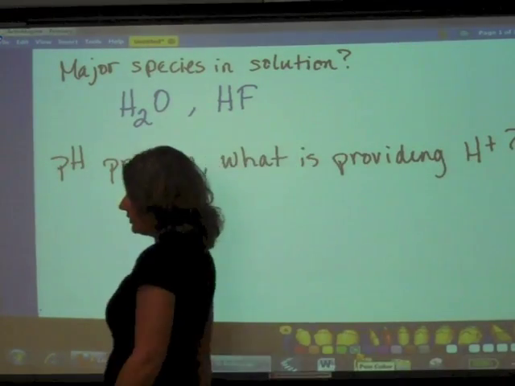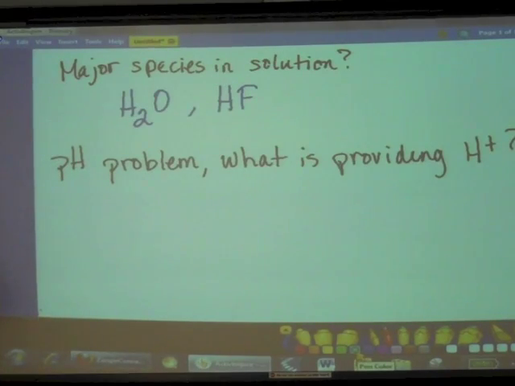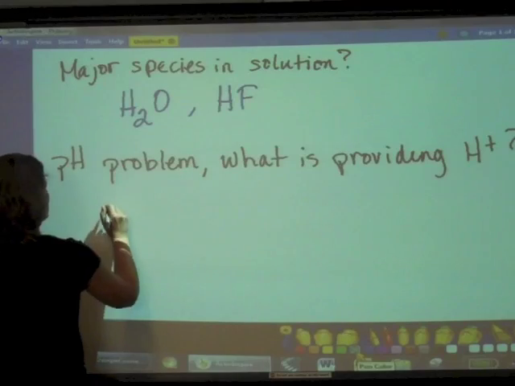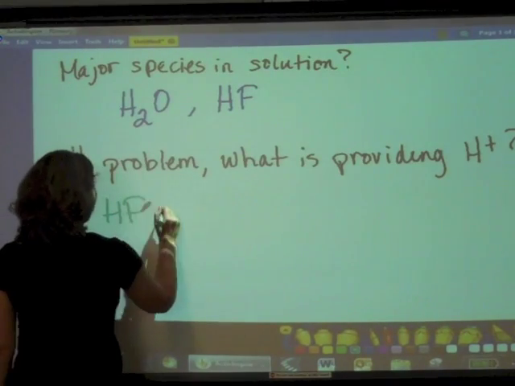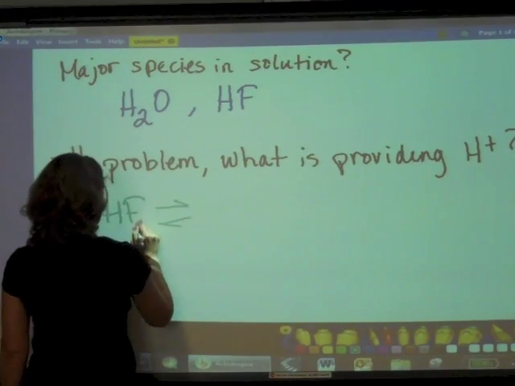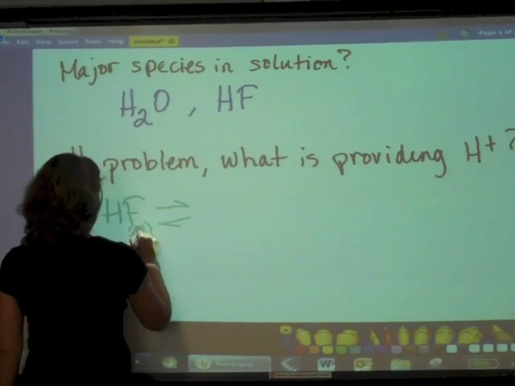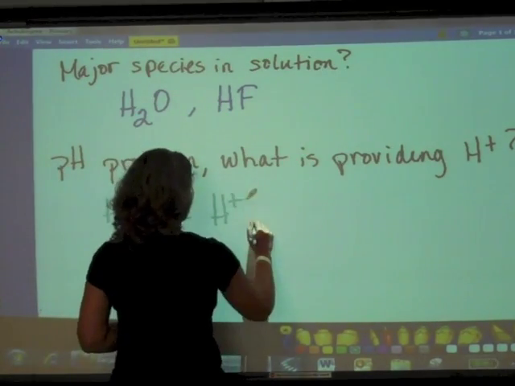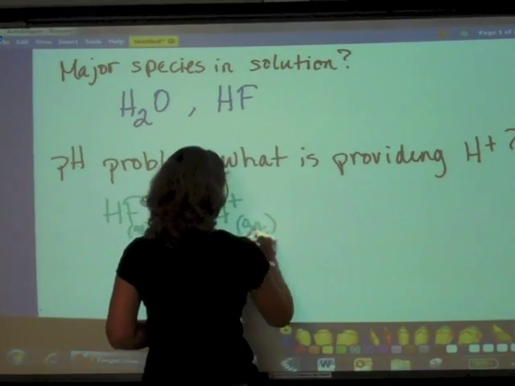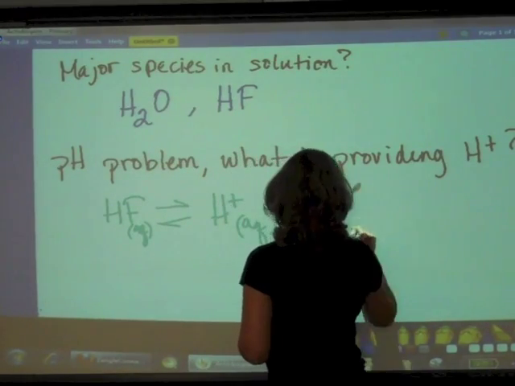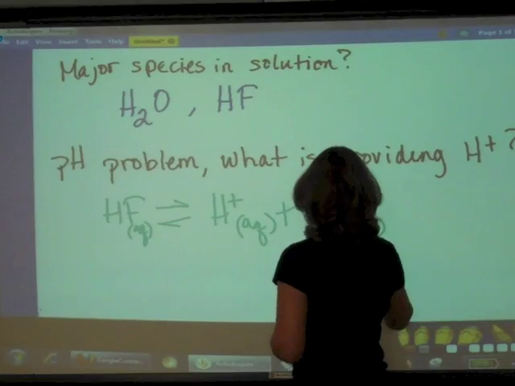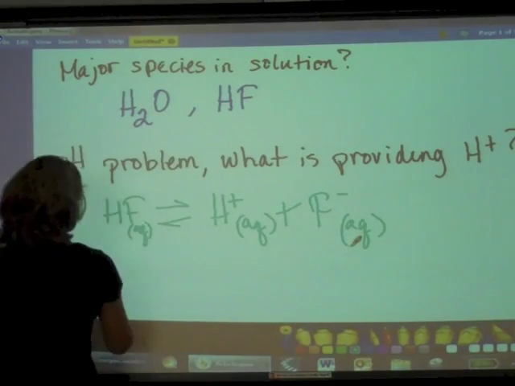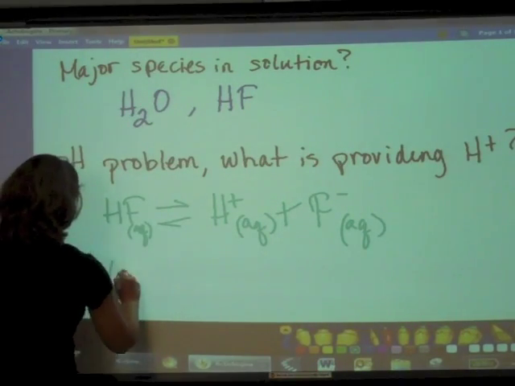So what we're going to do is we're going to look at these two ionizations. So we've got HF, and this is aqueous, going to hydrogen plus fluoride. And then we've got the autoionization of water.